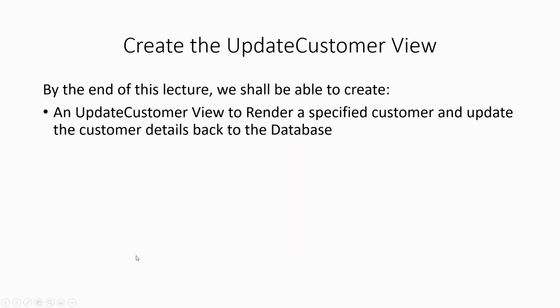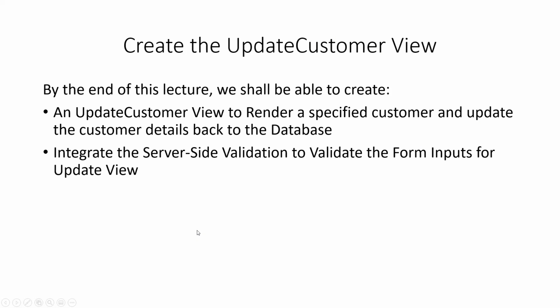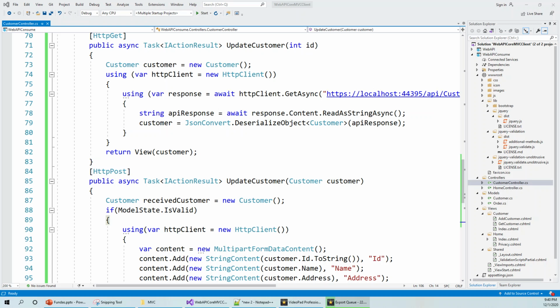By the end of this lecture, we shall be able to create an update customer view to render a specified customer and update the customer details back to the database, and integrate the server-side validation to validate the form inputs for the update view as well. So let's flip over to Visual Studio.